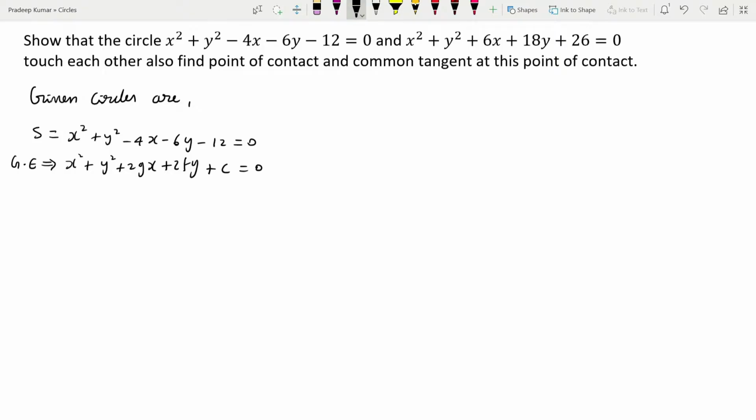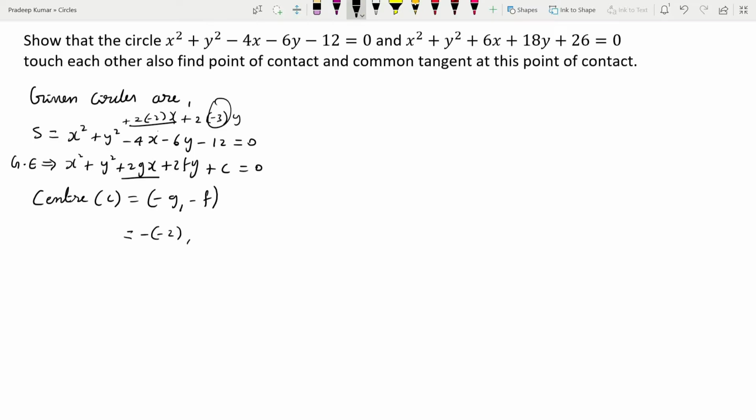We know the center, right? The center, which I'll represent with C, is minus g comma minus f. If we compare, this is plus 2 into minus 2x, so in the place of g there is minus 2. So the g value is minus of minus 2. Even the f value: minus 6 is there, so I write this as 2 into minus 3y, which means minus 3 is representing f.